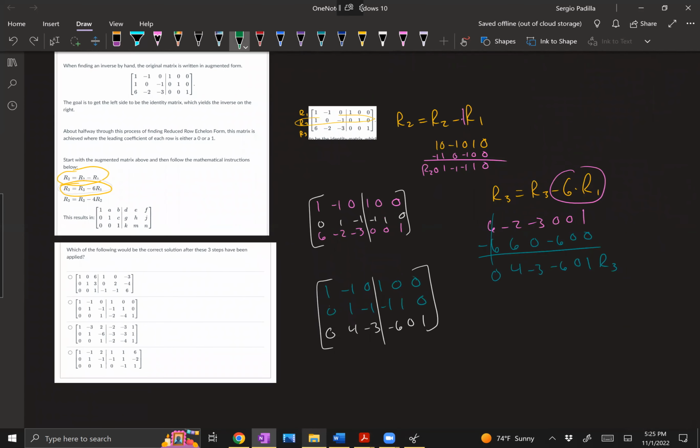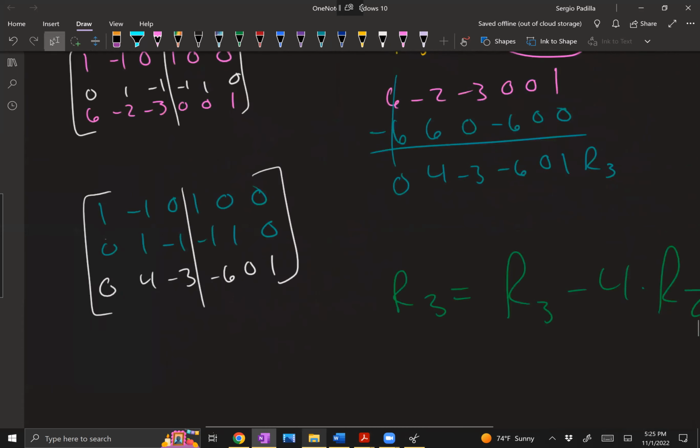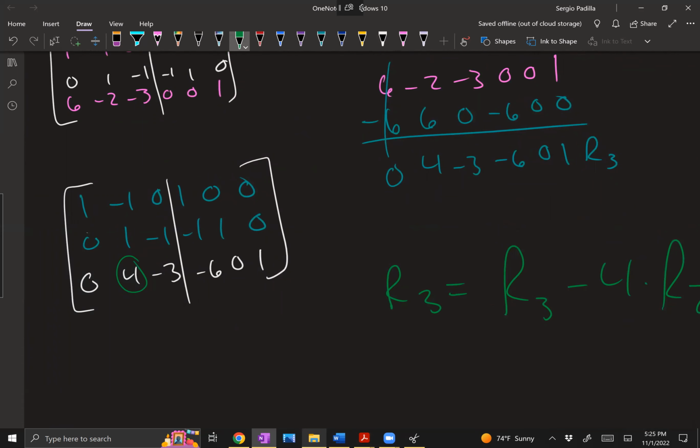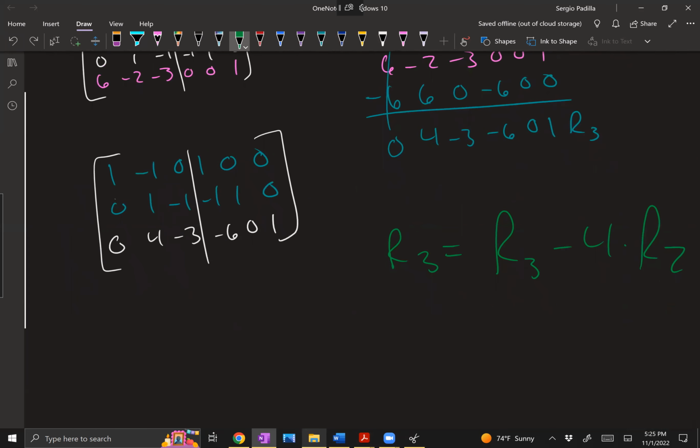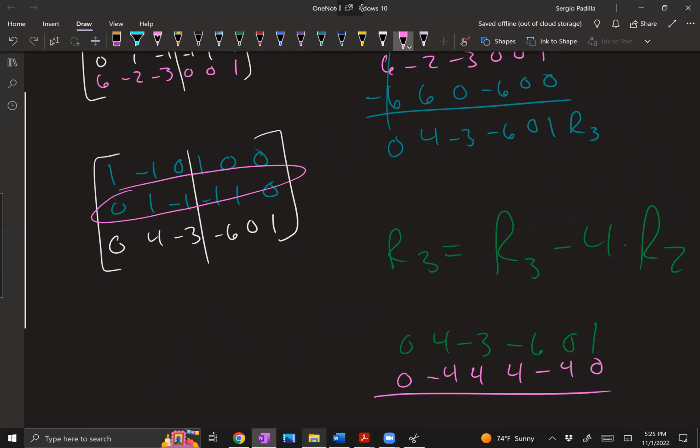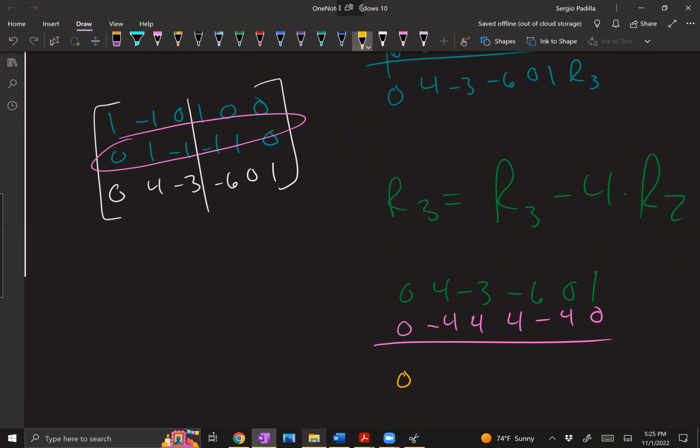The last one that they're going to have us do is row 3 is equal to row 3 minus 4 times row 2. My guess is we're trying to get rid of this 4 here. Yes. So I'm going to write down my row 3: 0, 4, -3, -6, 0, 1. Then I'm going to do -4 times row 2, so it's going to be 0, -4, +4, +4, -4, and 0. Whew. I don't usually like going this fast, but hey, interest of time. So 0, 0, 1, -2, -4, and 1 is going to be my new row 3.